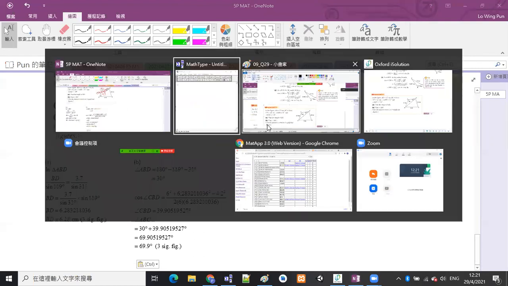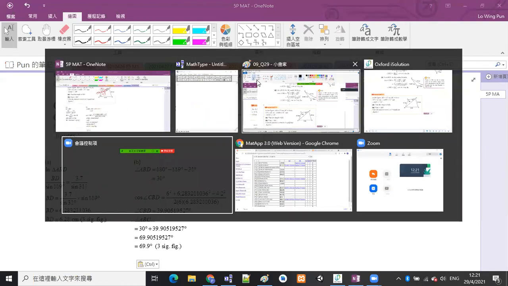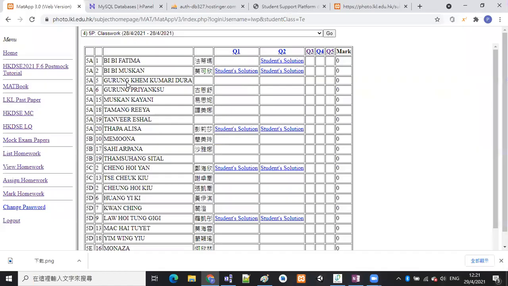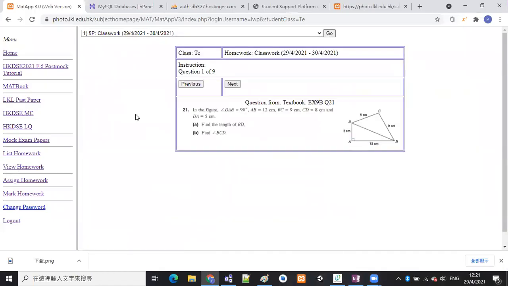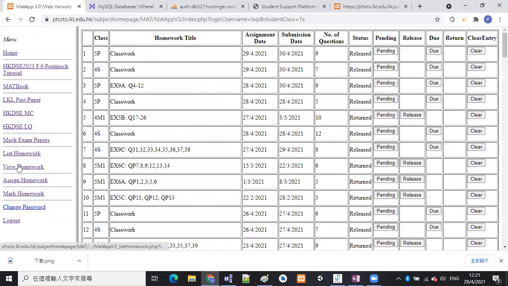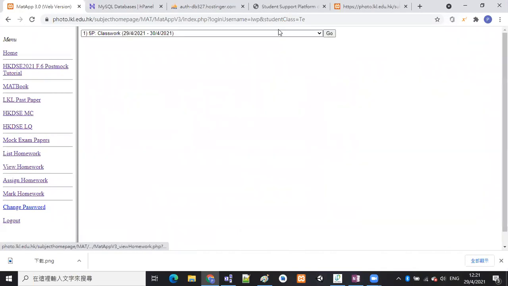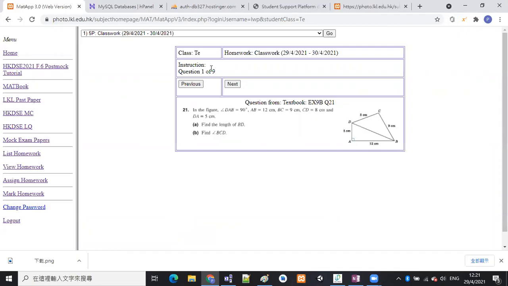So that should be this. The new classwork is open. That is exercise 9B, some level 2 problems again. So I would like to talk about 21 to 29.